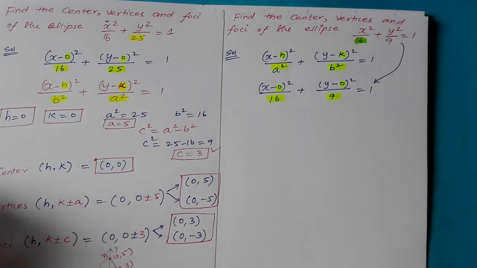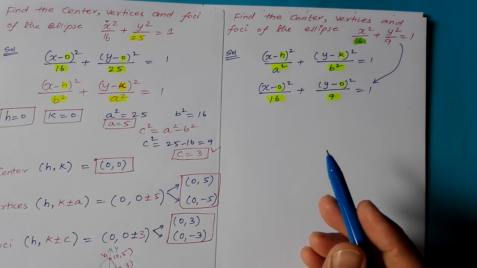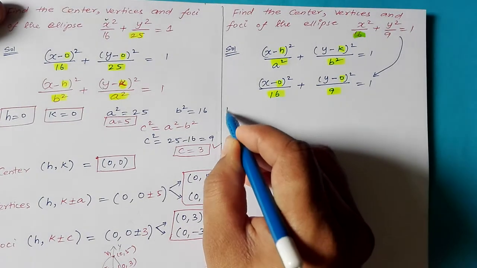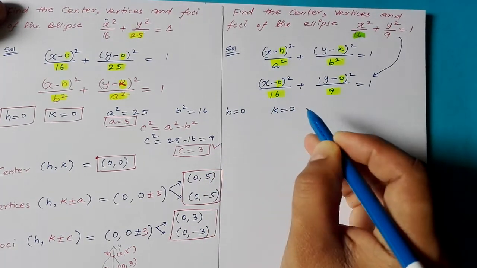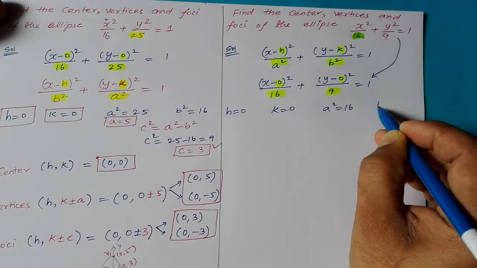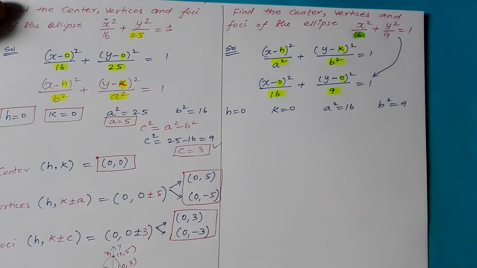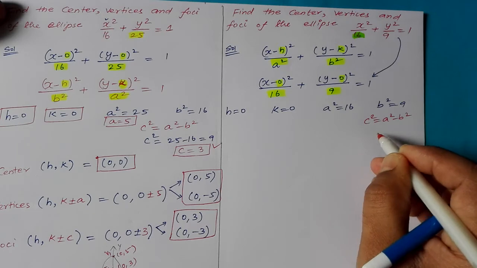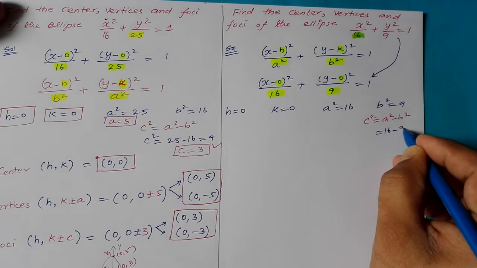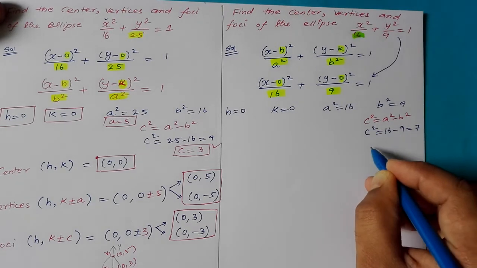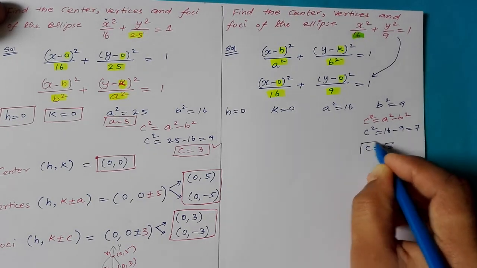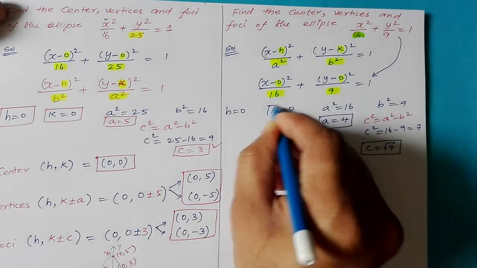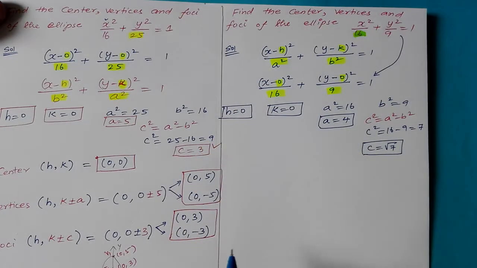Now I write the formula. Since a is present below x, there is a change in x. H is 0, k is 0, a square is 16, b square is 9. I have to calculate c square. C square is a square minus b square, which is 16 minus 9, equal to 7. C square is 7, so c is root 7. I need a from here, it is 4. And this is h, this is k. Now what is the center?